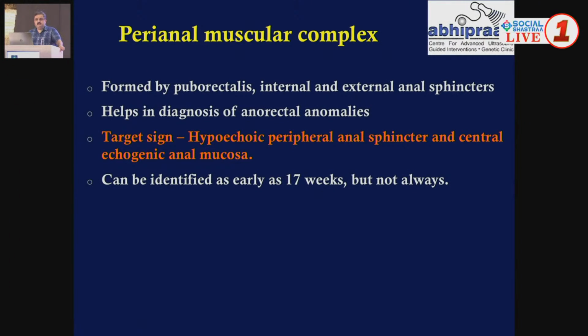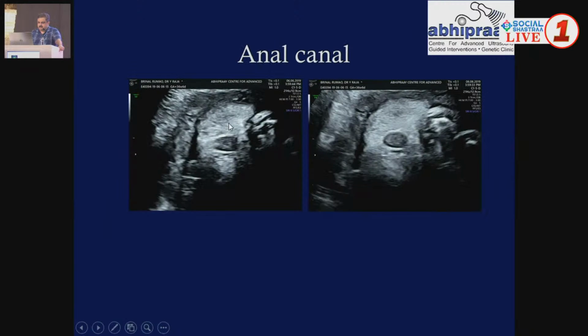Well, do remember that your fetal bowel analysis is not complete without actually demonstrating or identifying the perianal muscular complex. It is formed by the puborectalis, the internal and external sphincters. It helps in diagnosing anorectal anomalies, and therefore this is important, especially when you have a dilated bowel, when you have a lot of mixed cystic structure, if you have a bicystic structure in the lower pelvis, if you have a sacrum which is cut off, then you need to look at the perianal muscular complex, and it is seen as a target sign where you have a hypoechoic peripheral ring and a central echogenic mucosa.